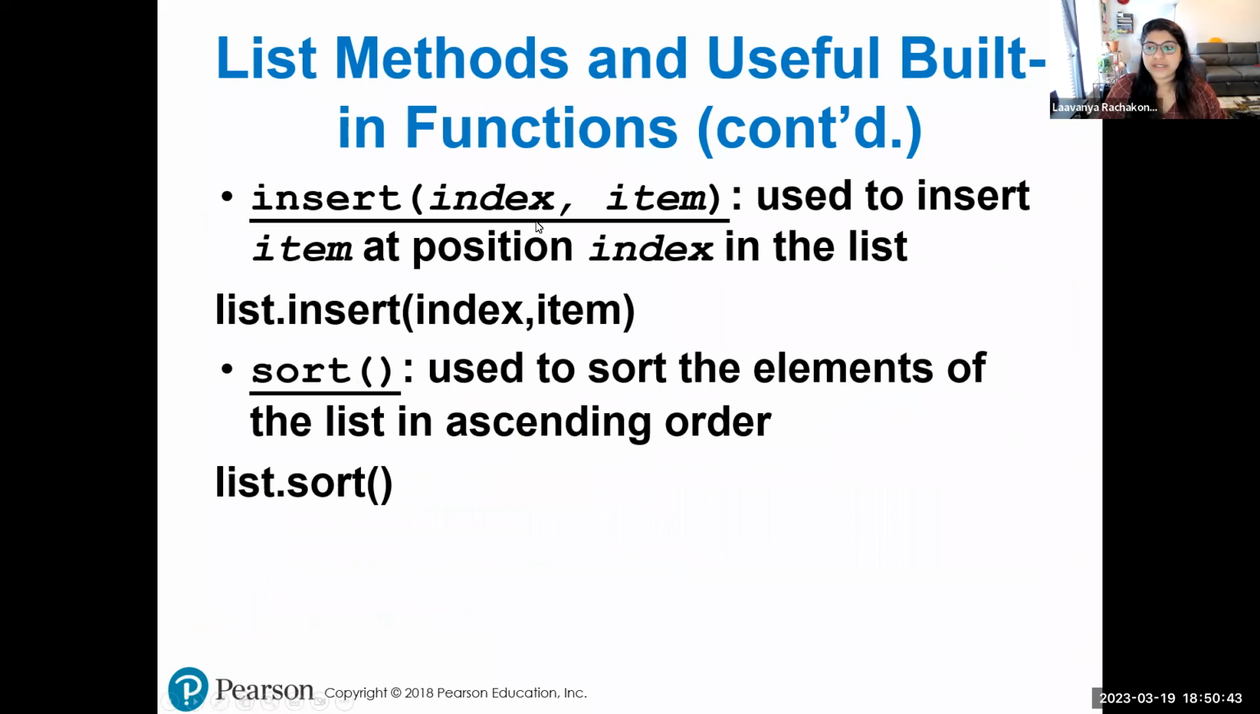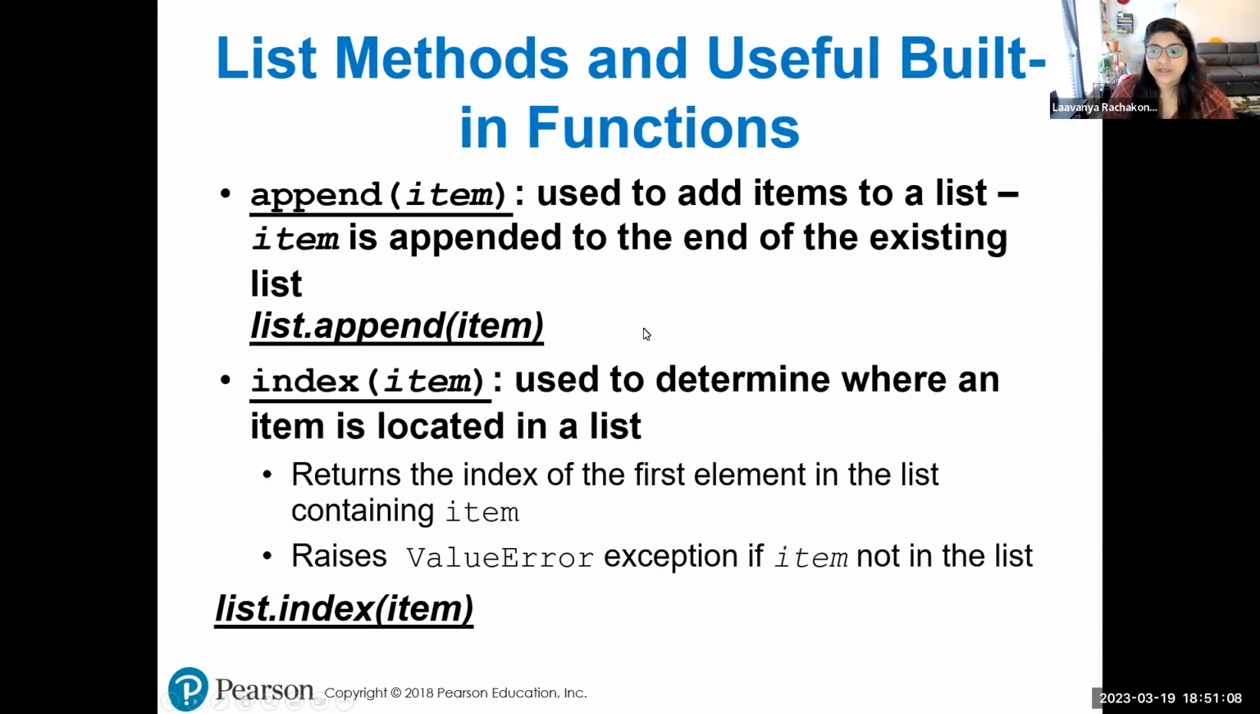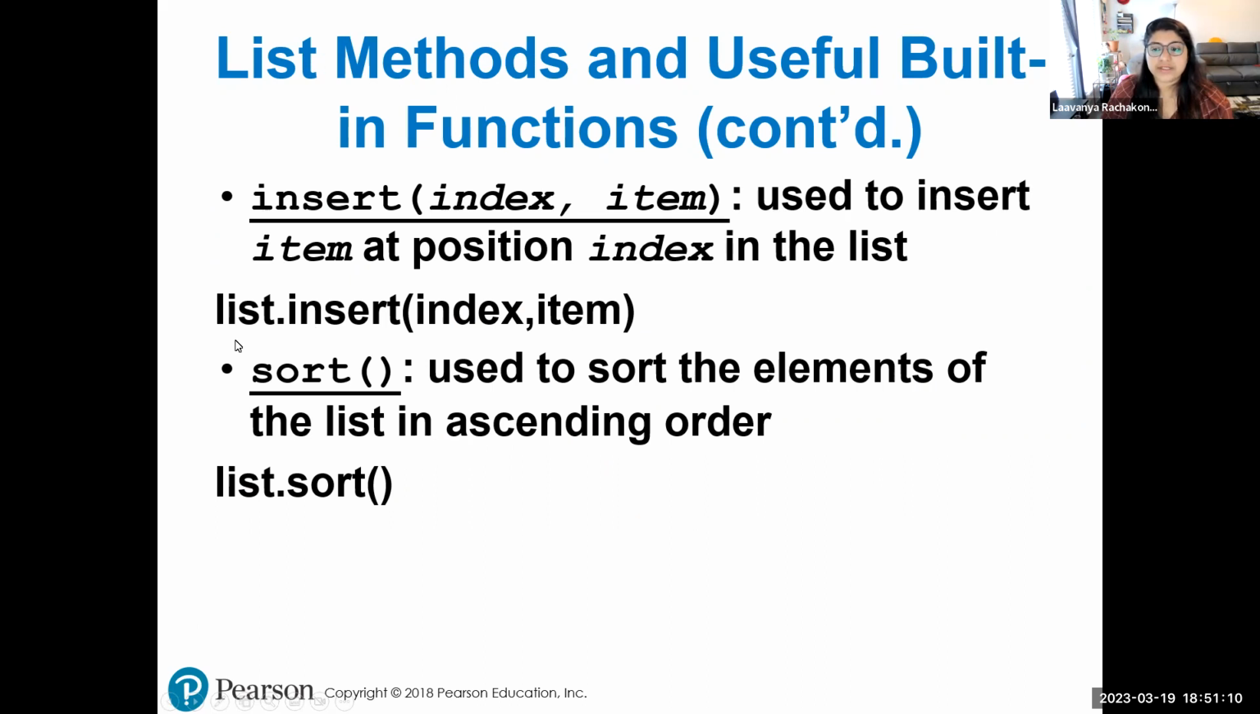Next, we have the insert method. You are inserting a particular element at a particular index, which is why you have index, comma, item. It is used to insert an item at position index on your list. If you want to add a new element to your list product numbers, let's say it now has 4 elements, with 3 as the maximum index, and I want to add a 5th element, then I can just do list.insert 4, comma, B000.